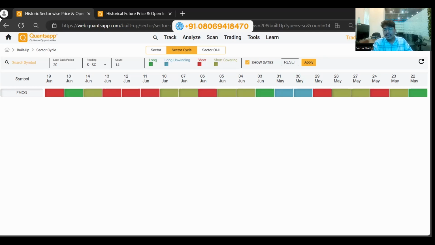So the 20 and 40 cycle is something that we are using to identify sectors and to identify stocks. So long unwinding is a bullish trend, short and short covering is a bearish trend, right? So you can use it on an EOD basis. You can use it during the live market. I generally use it on an EOD basis, but the rest is up to you. Whatever you feel like, you can use it.